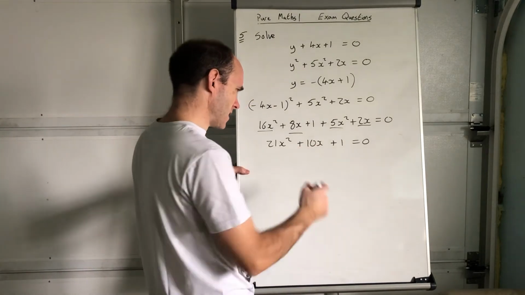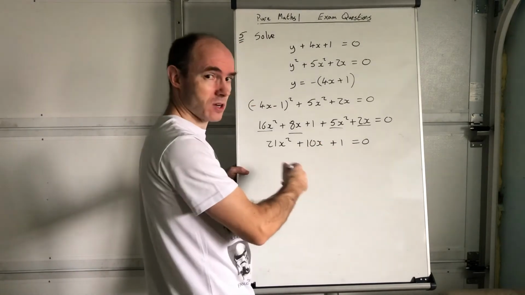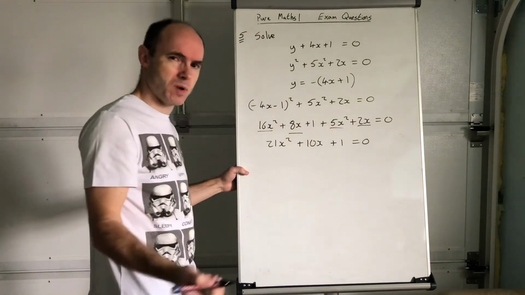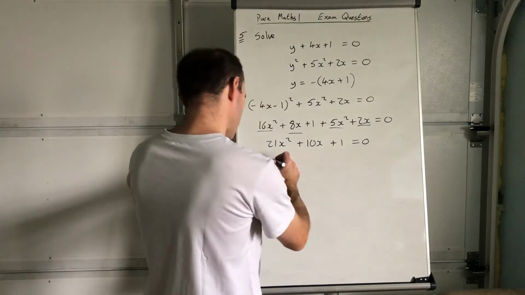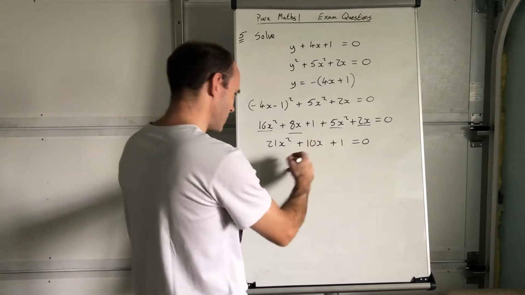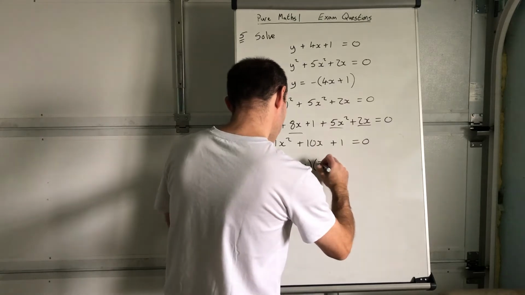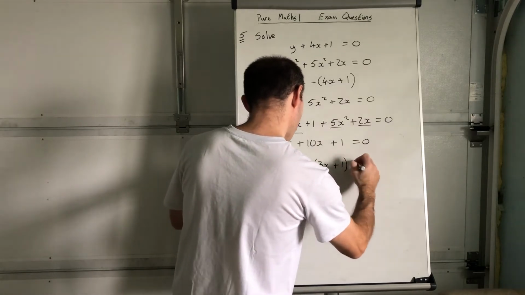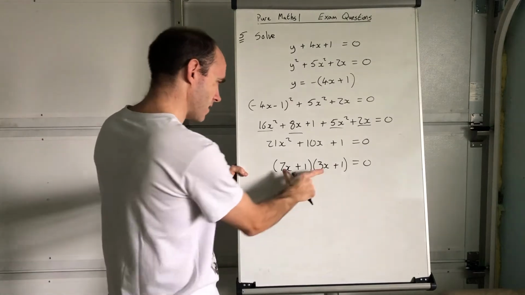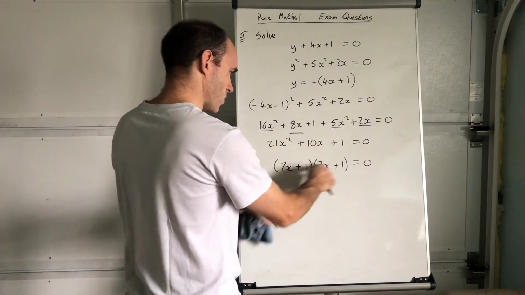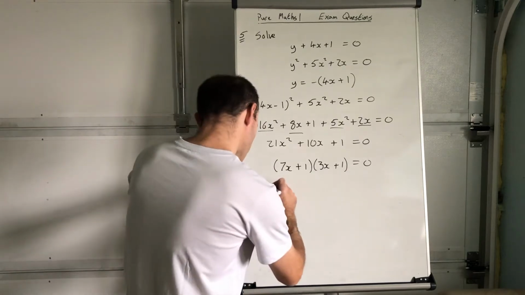Quite an easy one actually, isn't it? Because they're all positive terms, that's a 1, so it's going to have 1 at the end of both brackets. 21, you've only got 21 and 1, or 7 and 3. Because of the 7 and 3 and the 10, it's kind of obvious it's going to be 7 and 3. So 7x plus 1 and 3x plus 1. If you don't believe me, just check. That's 21x squared, 3x, 7x, 10x, 1 is 1.